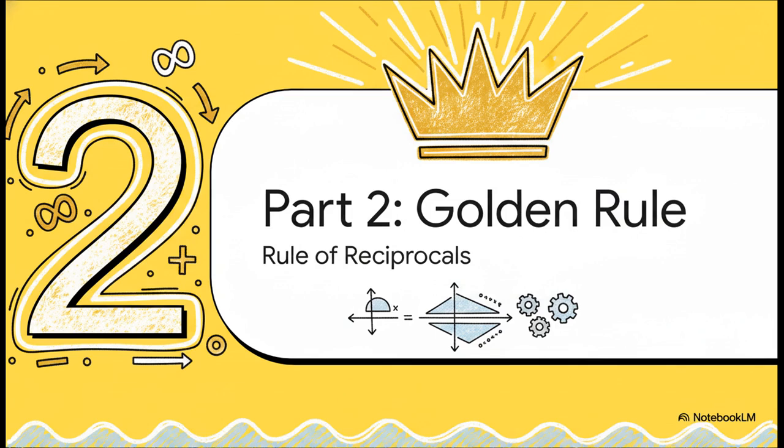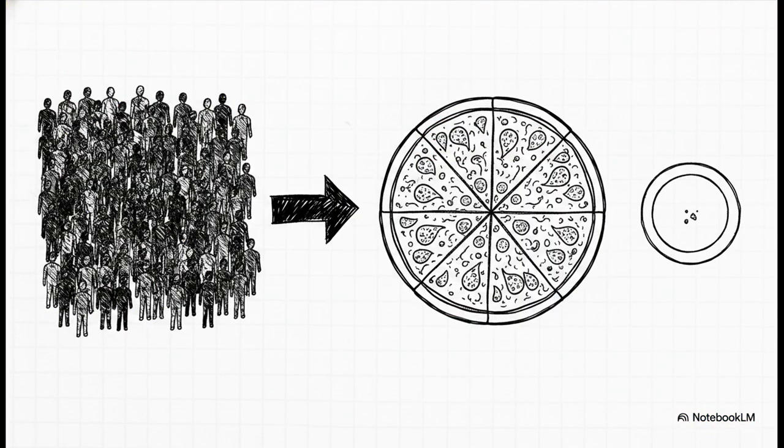Part 2. The golden rule. The rule of reciprocals. Listen up, because I'm about to give you the single most powerful algebraic tool for this entire topic. Seriously, if you remember just one thing from today's explainer, make it this. Ready? Here it is. The limit as x approaches infinity of 1 over x to the power of n equals 0.